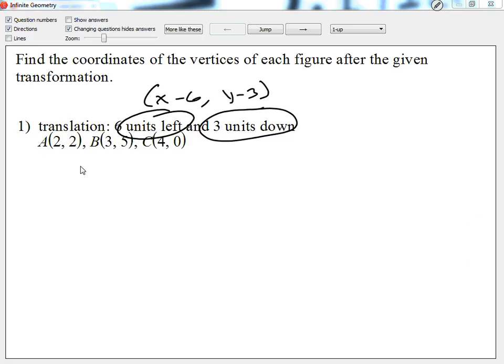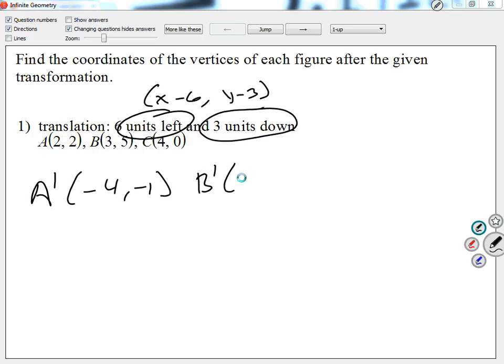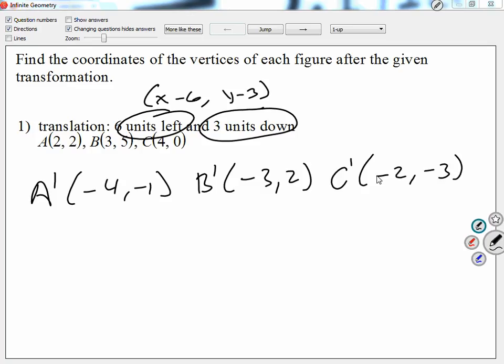So I have 3 points. My A prime, I'm going to call this negative 4, negative 1. I subtracted 6 from the x, I subtracted 3 from the y. If I look at B prime, I get negative 3, 2. And once again, subtracted 6 from the x, subtracted 3 from the y. What do you guys get for C prime? Negative 2, negative 3. Nice.